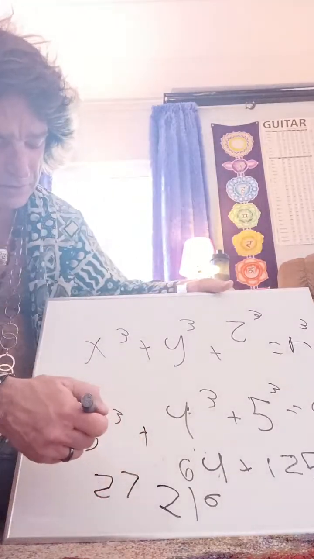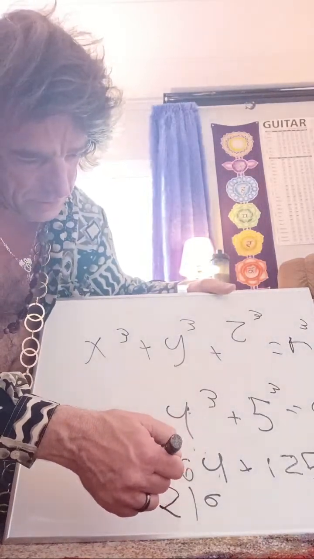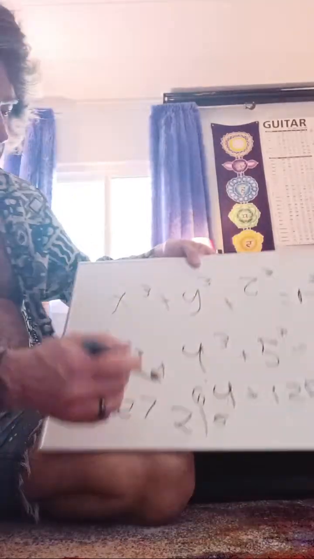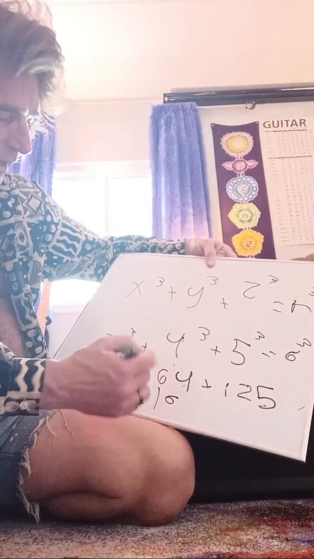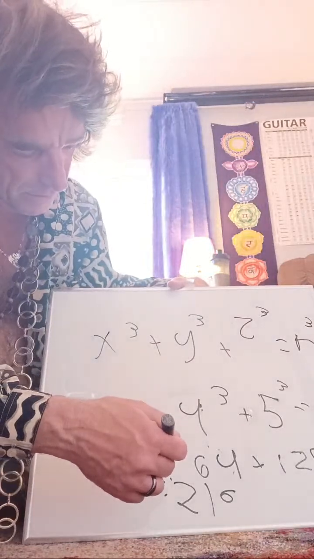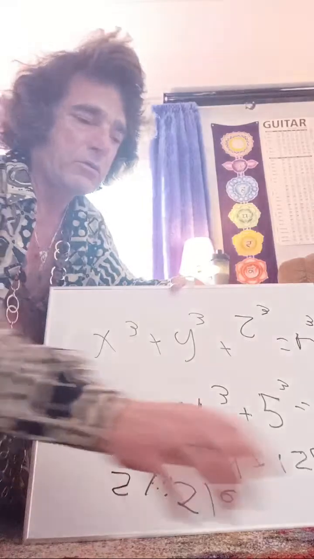I think I did the math right here. 27, 64, 125, 216. Quick check. I hope I did that right. 9, 10, 11, 12, 13, 14, 15. Yeah, I think I did. I'll test quickly to see that's right. 7, 24, 9. Yes, I did. Okay, that's called Wiseman's formula.